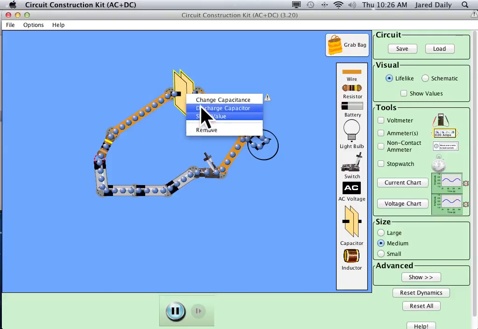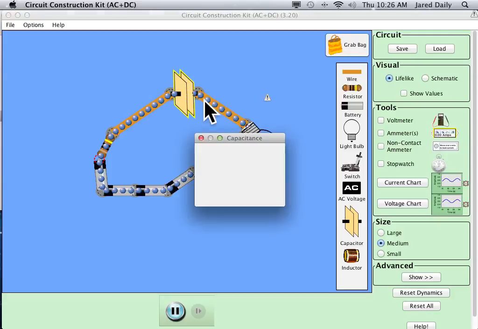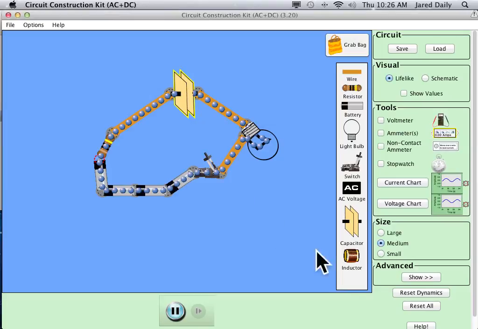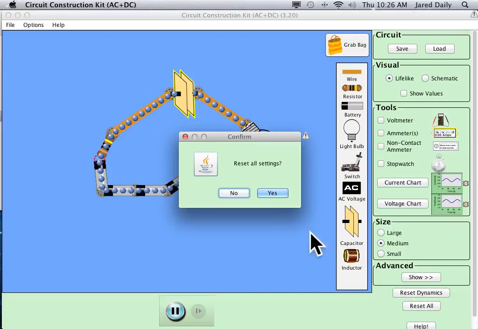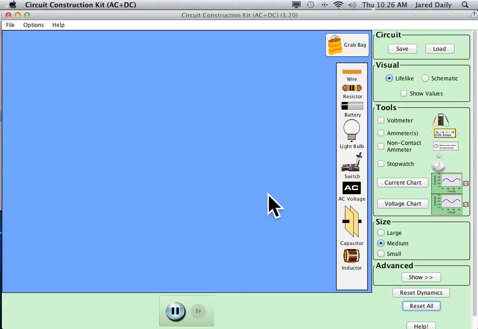And let's change the capacitor. Let's make it higher capacitance too, done. And let's reset everything. Oops, it's not what I wanted to do. I wanted to reset the dynamics. Dang it, now I gotta start again. I hate that. Maybe I can undo it. Nope. Got the resistor, wire, battery, battery.